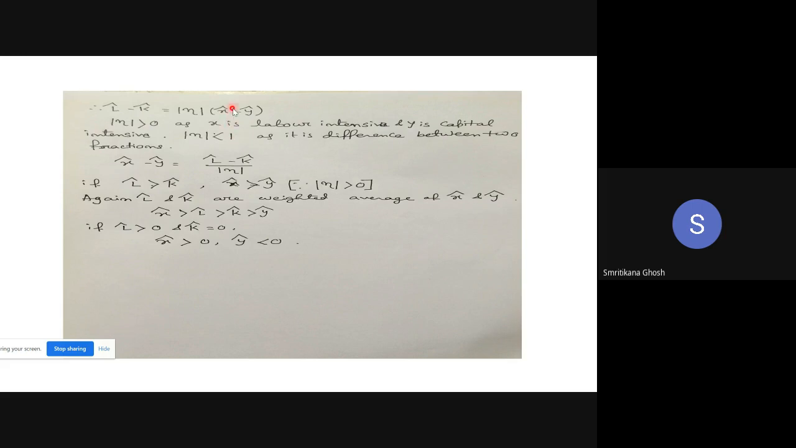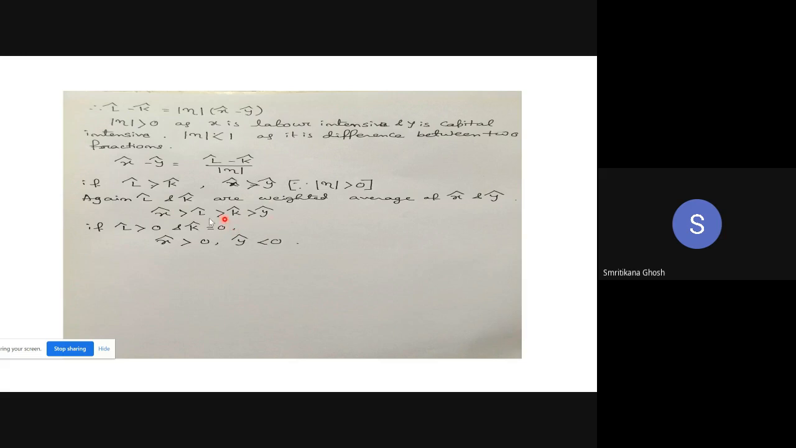So x hat minus y hat will be L hat minus K hat by determinant tilde. So if L hat is greater than K hat, that means change in labor availability is greater than change in capital availability, then change in X production will be greater than change in Y production. Okay. Now, as L hat and K hat are the weighted averages of x hat and y hat, you can arrange this inequality in this way: x hat is greater than L hat, is greater than K hat, is greater than y hat.